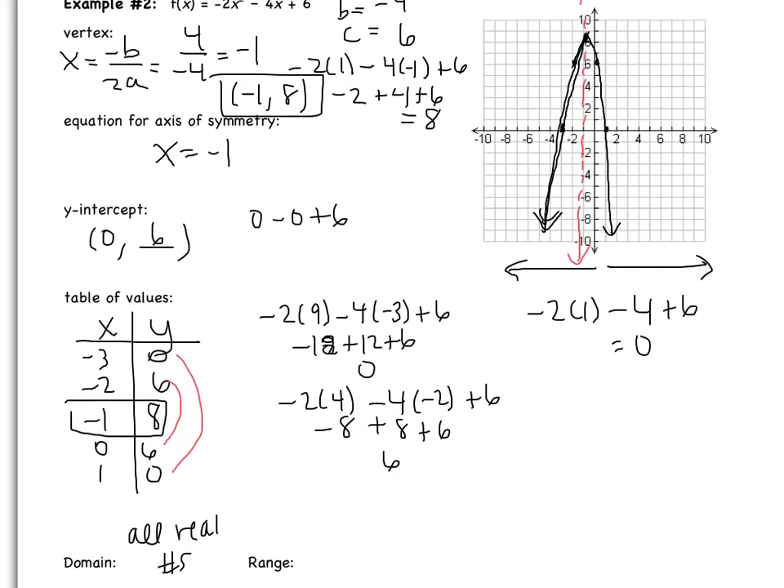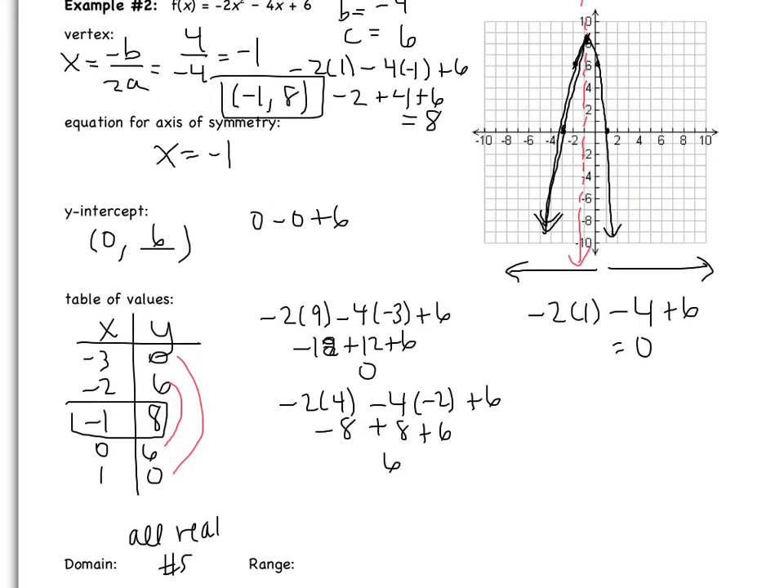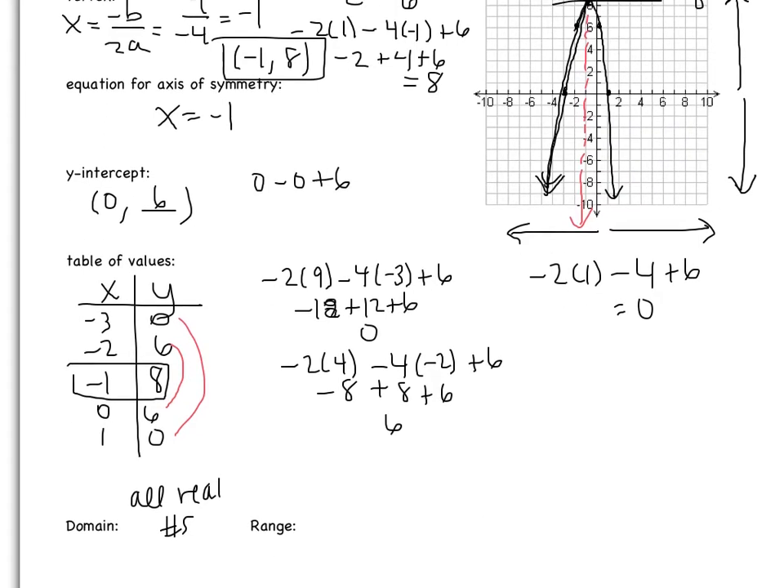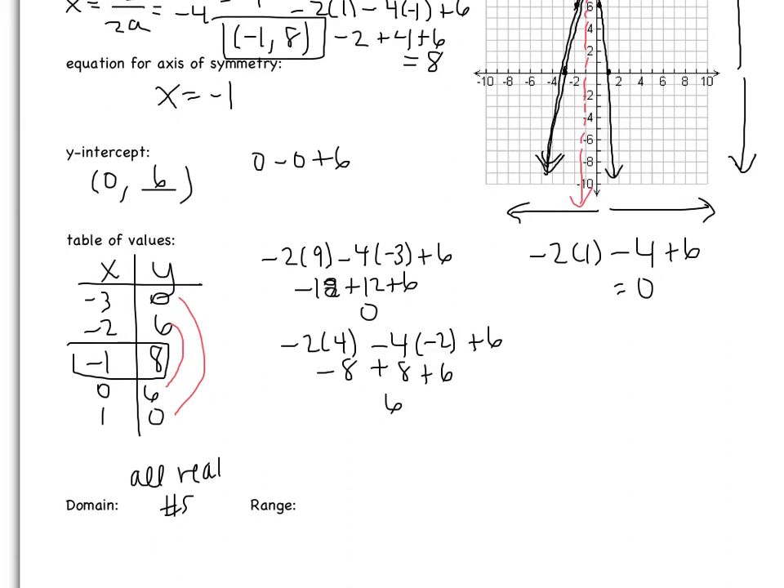Now if I look at my y values for the range, if I start at 0 and go up, the graph goes up for a little bit, but it stops. It hits this high point right here, which is where y is 8. If I go down, the graph continues that way forever. So my range in this case is y is less than or equal to 8. 8 is the highest point, and then it decreases from there.